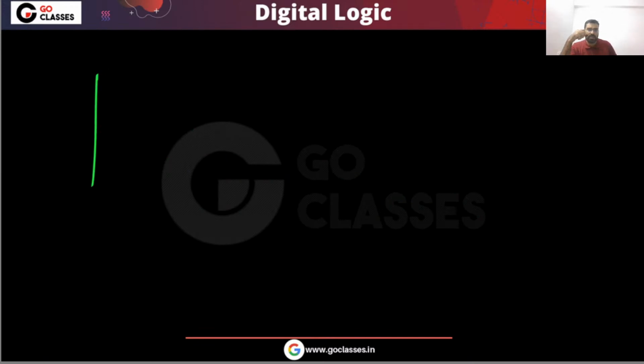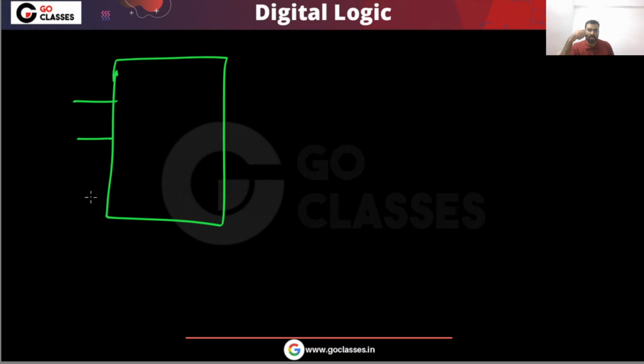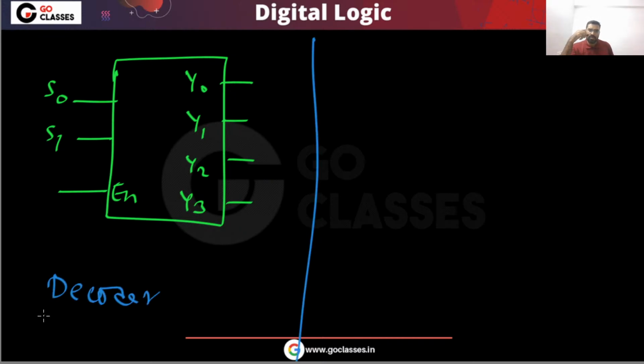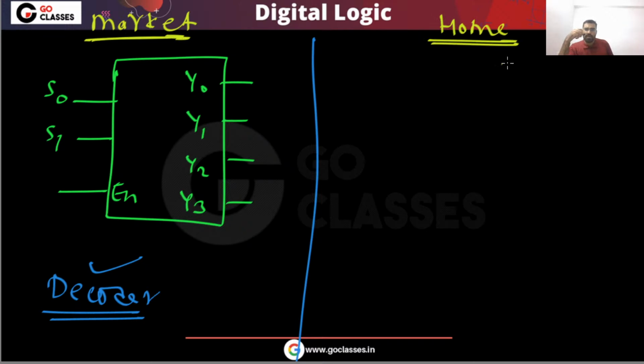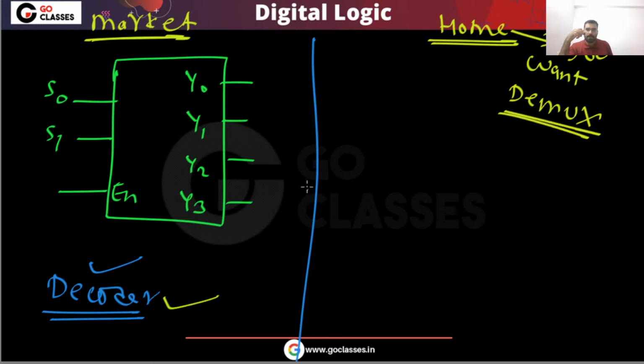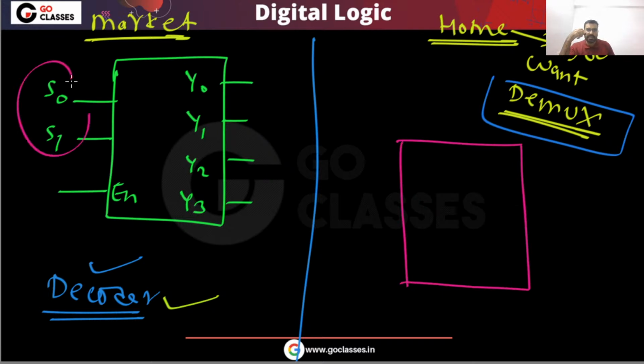You have a decoder. You purchase this decoder from the market. Let's assume in the market a demultiplexer is expensive. After coming home, you want a demultiplexer. Then what can you do, tell me. From the market you purchased this decoder, but you want a demultiplexer. So you can use the decoder as a demultiplexer. These inputs you will use as select lines.